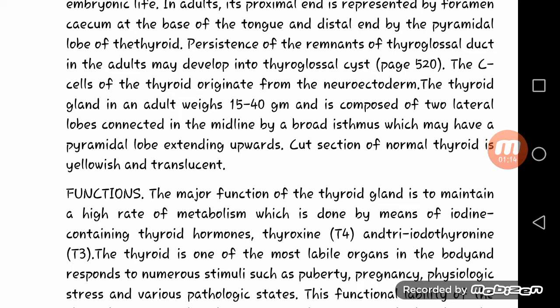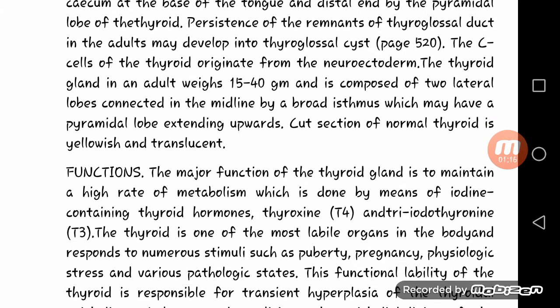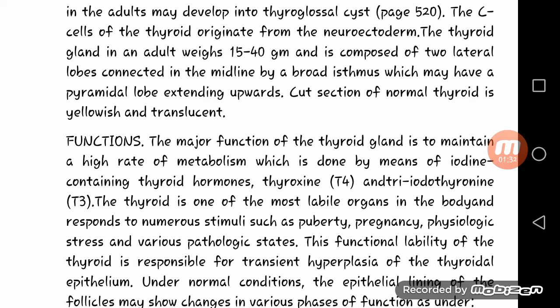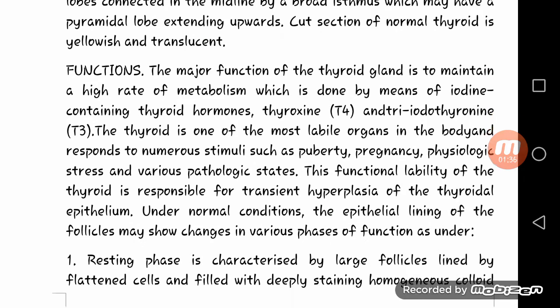neuroectoderm. The thyroid gland in the adult weighs 15 to 40 grams and is composed of two lateral lobes connected in the midline by a broad isthmus, which may have a pyramidal lobe extending upward. The cut section of the normal thyroid is yellowish and translucent.